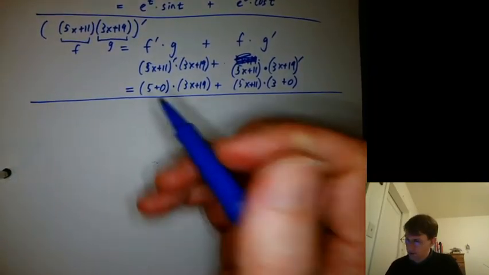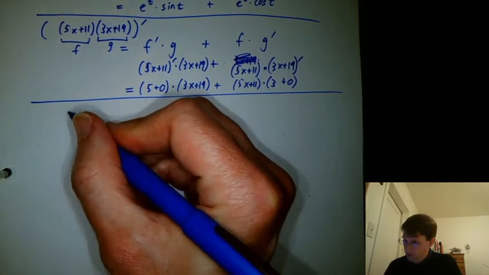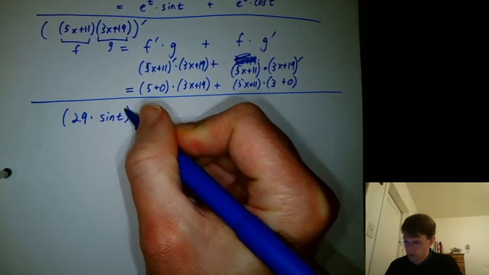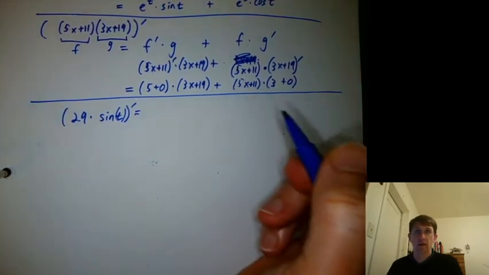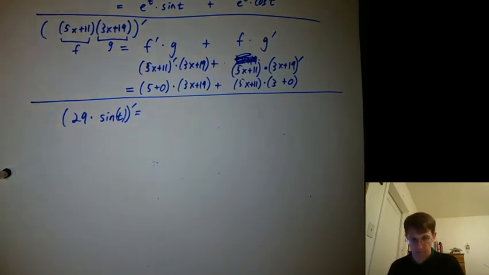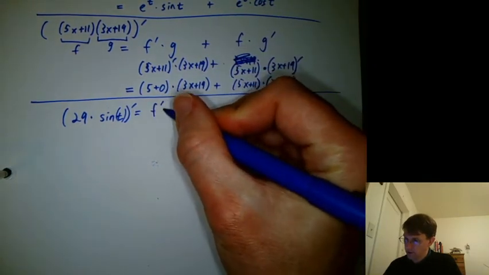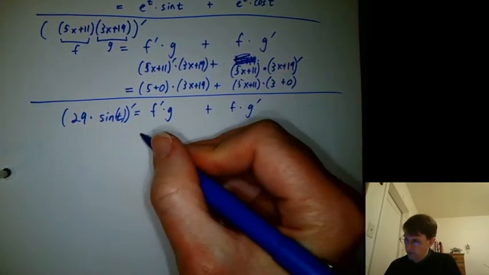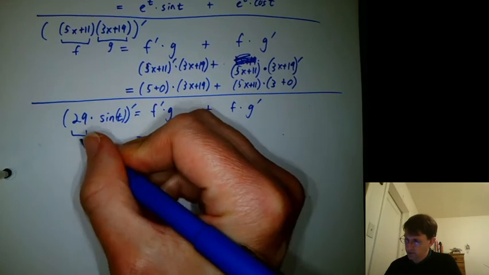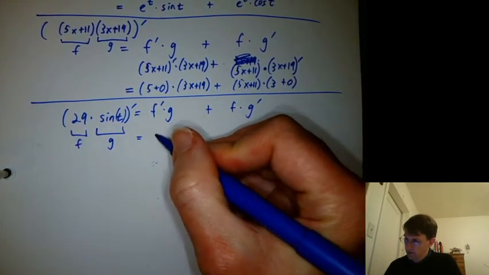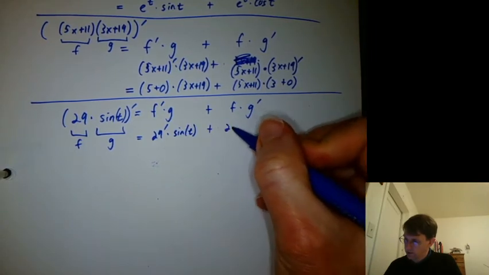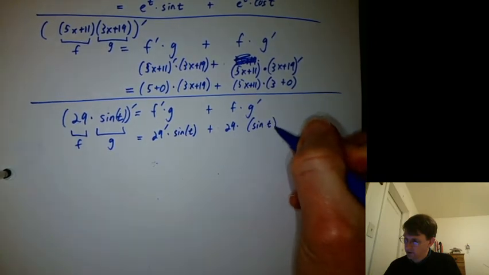All right, let's try another big important one that's actually simpler. Let's do 29 times sine t prime. Okay, go ahead and take the derivative. All right, hopefully you paused the video. You might have been in the product rule groove and done f prime g plus f g prime. We're thinking of this as f and this is g. So that would be 29 prime times sine t plus 29 times sine t prime.